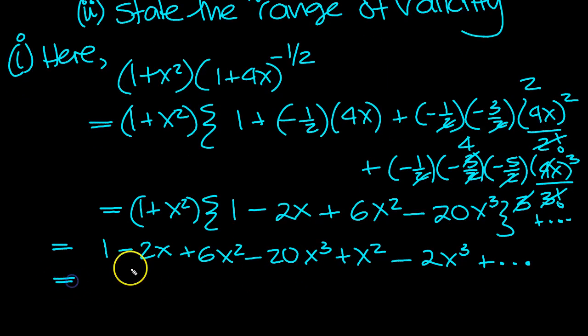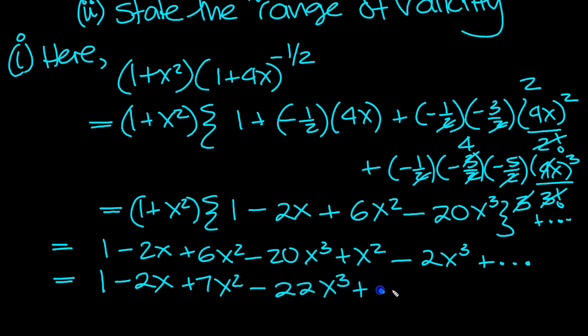So we end up with then, we've got 1 minus 2x, 6x squared here, and another x squared there, that's 7x squared, minus 20x cubed, minus another 2 is minus 22x cubed. So there's the series expansion then.